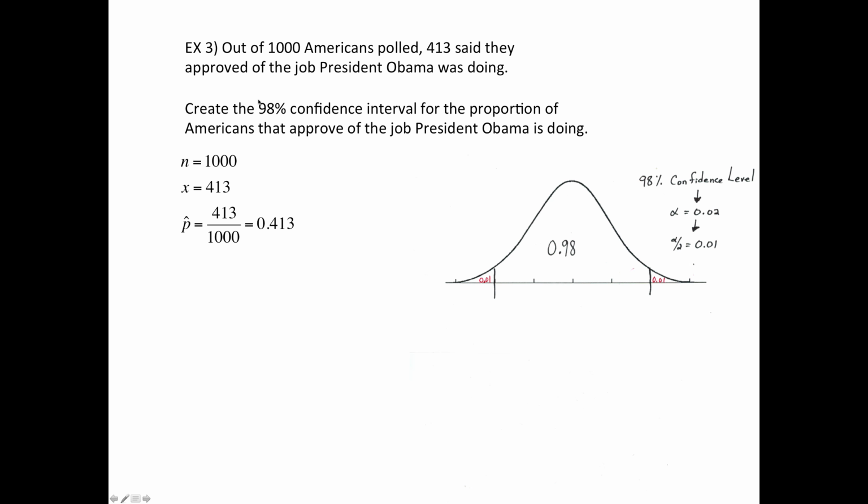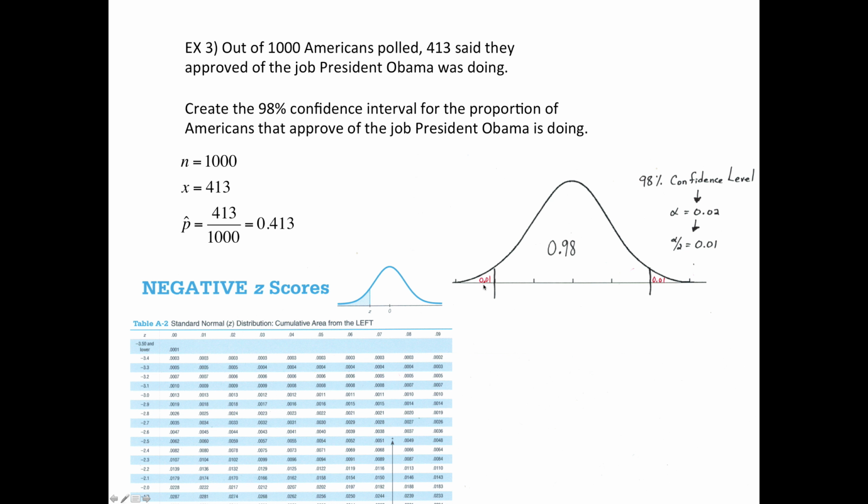Since we're using 98% confidence, that 98 goes in the middle. So the alpha is what's left over, 2%. Cut that in half, 1% on each tail. Again, use table A2. It's easier to look up the negative one. So this is 0.01, this is 0.01, so look for 0.01.